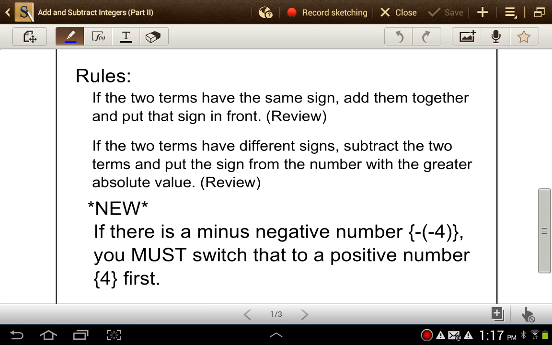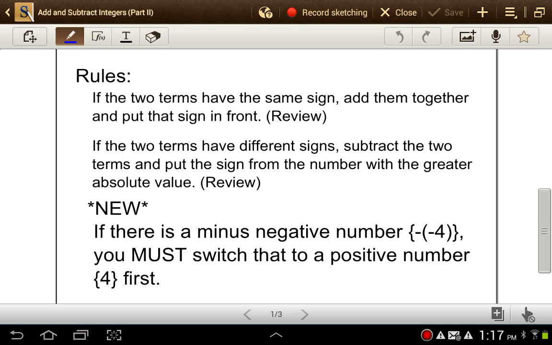If you have one of each sign, so you have one positive, one negative, you're going to subtract the two. So this is when you subtract. So there's our adding. Same sign as adding, different signs as subtracting. That's why we have adding and subtracting together. You subtract the two terms, and the one that's further away from 0, whatever sign that is, is what your answer is.